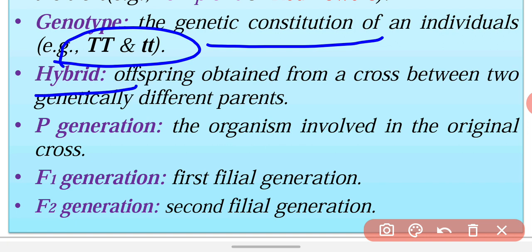Next one is the hybrid. Offspring obtained from a cross between two genetically different parents. That means a pure plant and a dwarf plant are crossed to each other. The result in the F1 generation is a hybrid plant. That hybrid plant is also known as the hybrid nature of the organism.